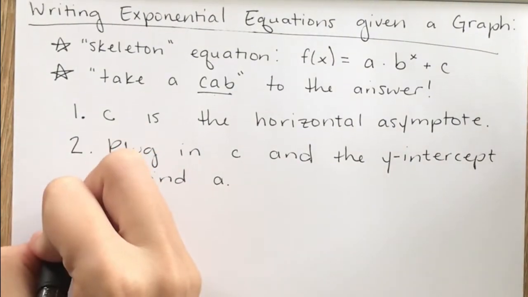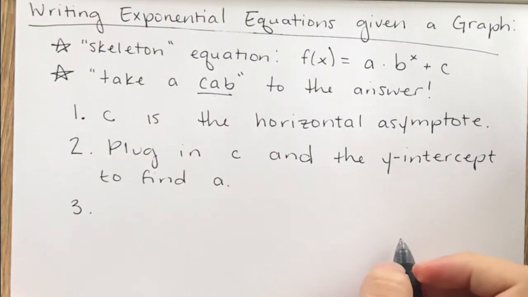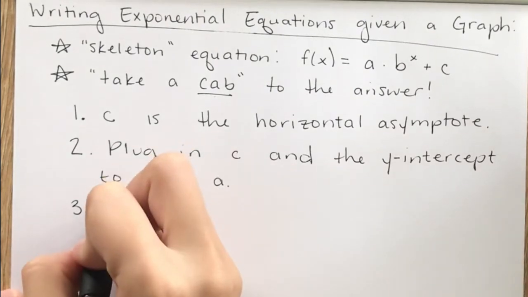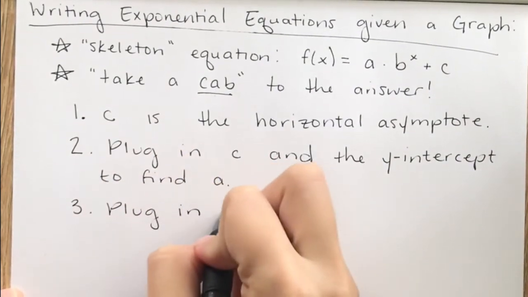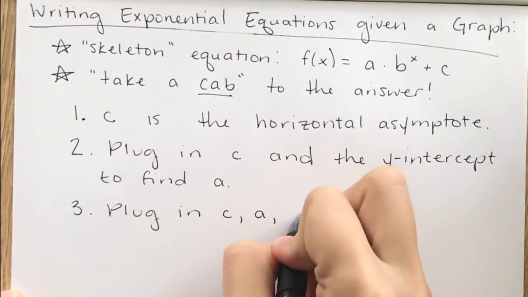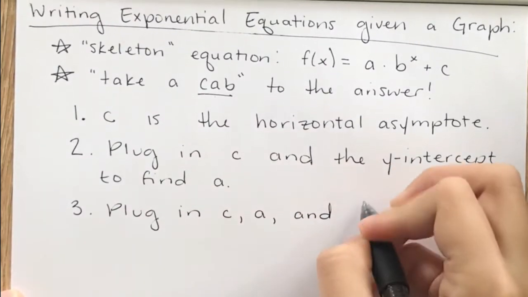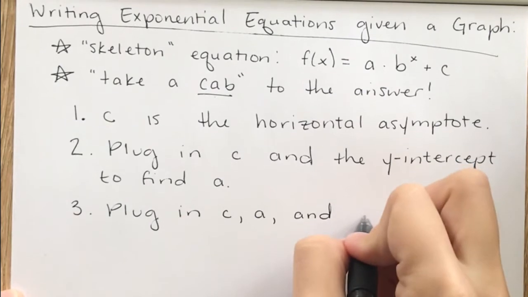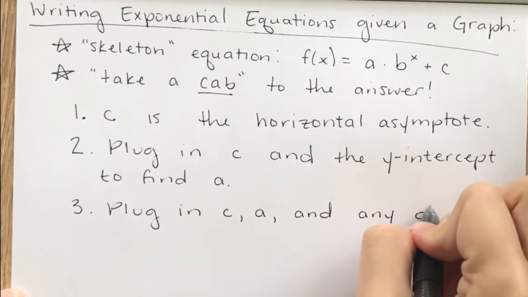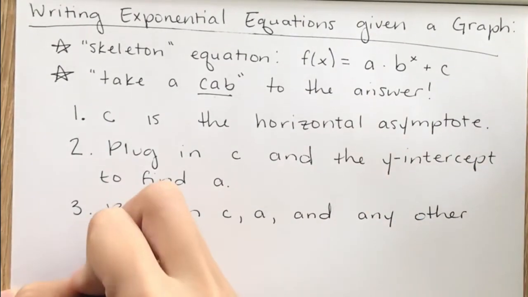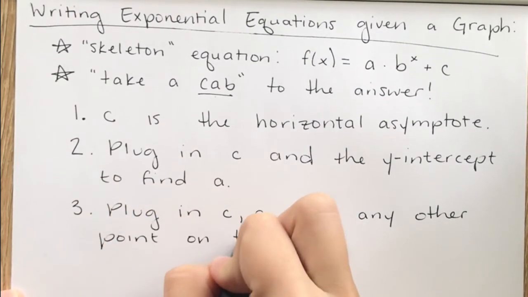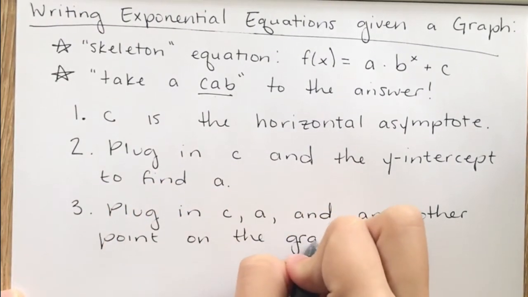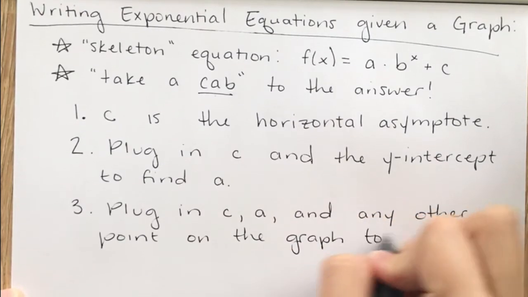And then, last but not least, we need to find b. For b, we can plug in all the things we've found already: c, a, and any other point on the graph to find b.